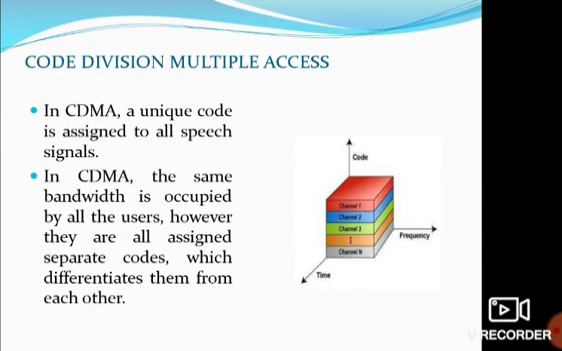Next is CDMA, that is, code division multiple access. As the name suggests, it uses codes, so in this case a user is assigned a unique code for all speech signals. So here we can see in this diagram we have different channels, channel 1 to channel n, and each channel has a different code. In CDMA, the same bandwidth is occupied by all the users. However, they are all assigned separate codes which differentiate them from one another.